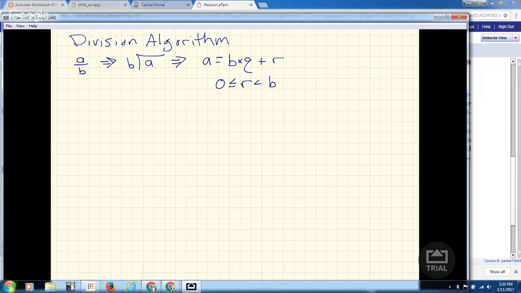So for example, if I do something like 15 divided by 4, let's do a different one. Let's do 14 divided by 4.